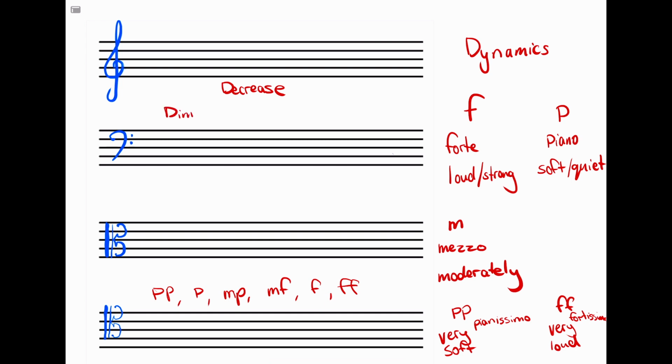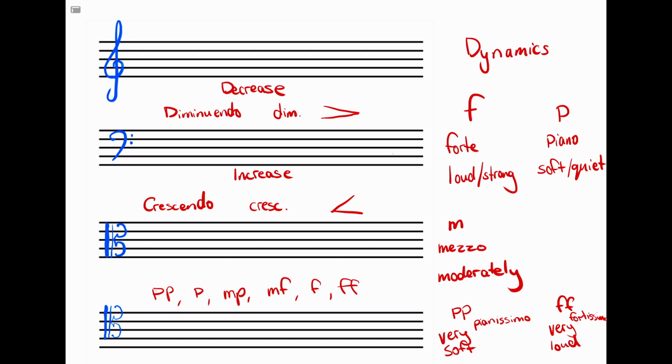Dynamics also includes an increase or decrease in volume. This can be represented by a word or a hairpin symbol. For decreasing volume, you can write diminuendo, shortened to dim, D-I-M, and it is represented by a hairpin left to right going from large to a point. An increase in volume is called a crescendo, or C-R-E-S-C, and is represented by a hairpin left to right going from point to large.